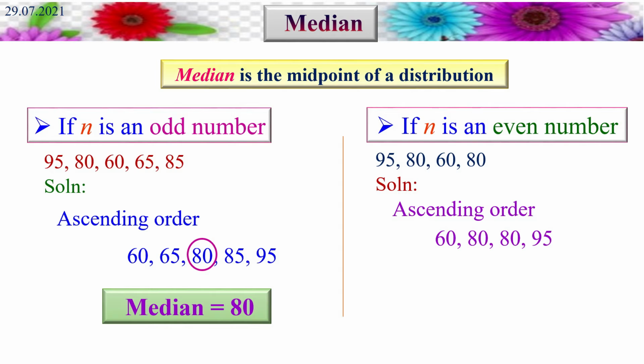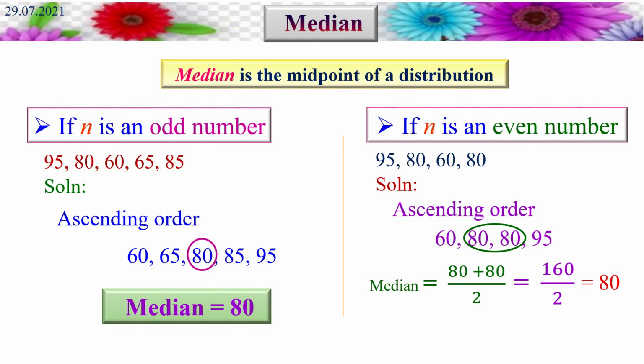If n is even, we have to add the middle two values and divide by 2. That is the median. So the middle two values are 80 and 80. To find median, we add the middle two values. If n is even, the added number should be divided by 2 to get median. So 80 plus 80 by 2, which is equal to 160 by 2. On dividing we get 80. Therefore median is equal to 80.